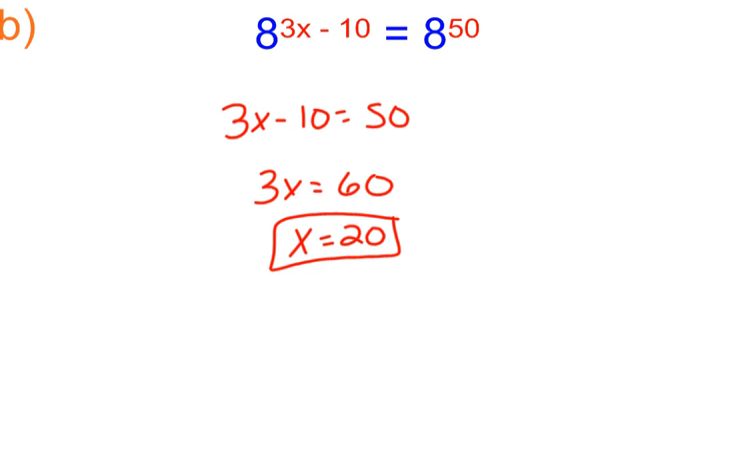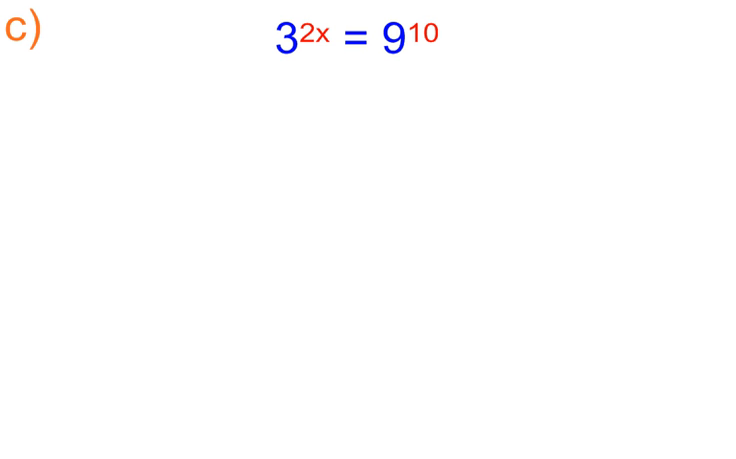If you take a look at C, you'll notice this is the first one where my bases aren't the same. So my goal is to try to make the bases be the same. Now remember, my bases are 3 and 9. So is there any way I could turn one of those numbers into the same base? You want to think of squares and cubes here. I know that 9 is the same as 3 squared. So I'm going to keep my 3 to the 2x the same, but I'm going to replace that 9 with 3 squared, and then it'd be to the 10th power.